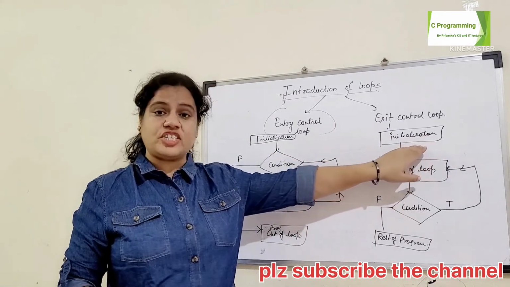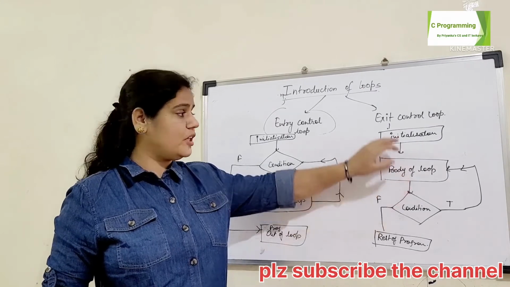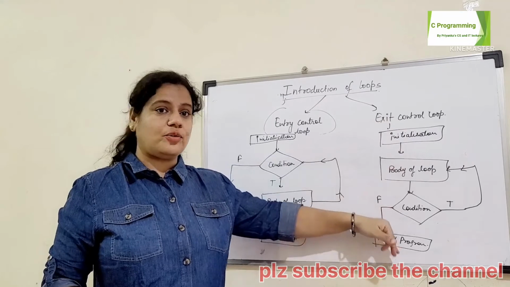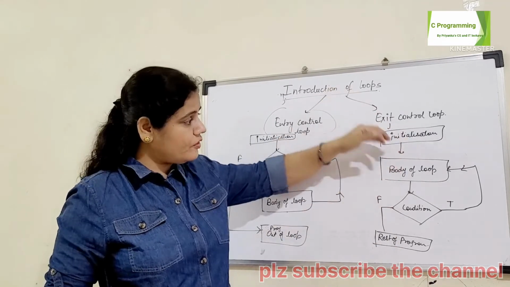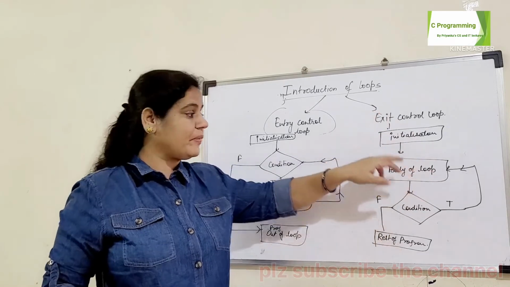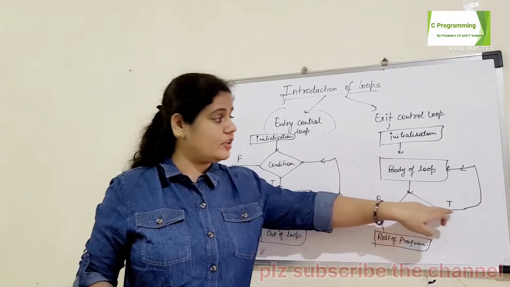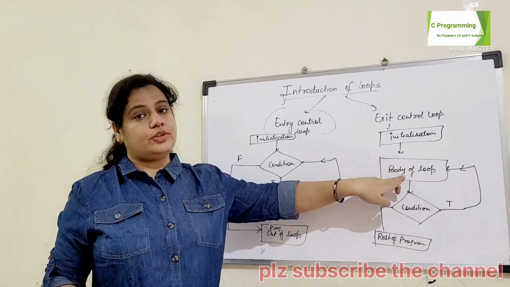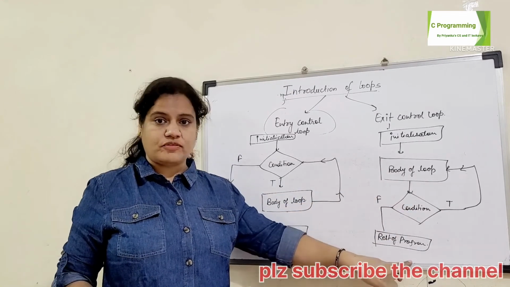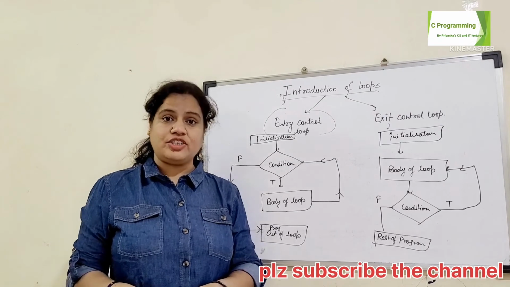Here you have to initialize the loop. After that you have to go inside the body part of the loop. There is no condition in between these because it's an exit control loop. Even if the condition is false, it will obviously go inside the body part. At least it will execute one time. After the body of the loop, it will check the condition. If the condition is true, then it will go inside the body part again. If the condition is false, then it will come out to the rest of the program. This is called the exit control loop. I hope you understand the introduction.